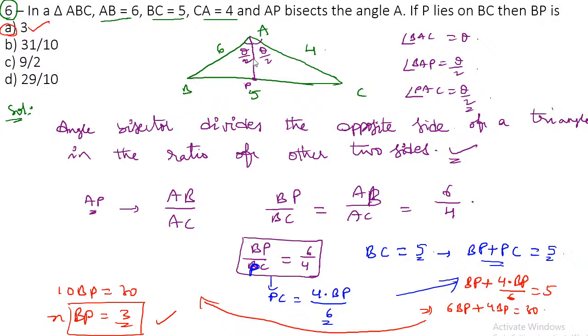So the key point here is that since this is the angle bisector, it meets this side BC at point P. This point divides the line segment joining B and C, this side BC, in the ratio AB is to AC. So 3 is the answer.